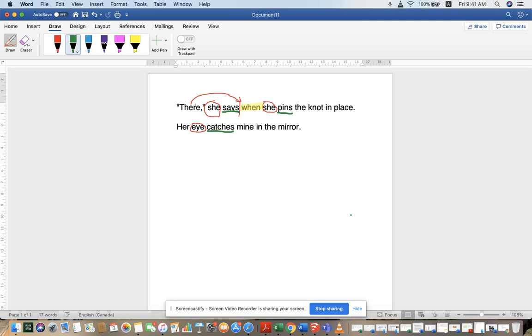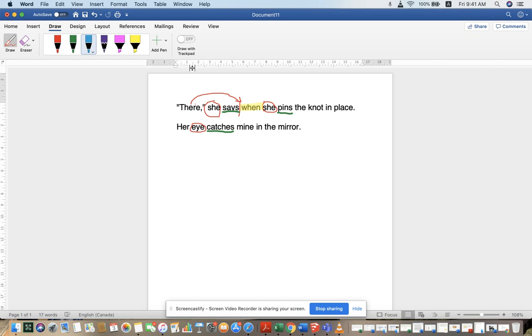So look at this, three ideas. First idea, she says. Second idea, she pins. And the third idea is the eye catches. Okay, so based on those things, you can already start answering those very basic questions, like, what is she saying? What is she pinning? And what does the eye catch? Okay, so let's take a look at answering those whats.